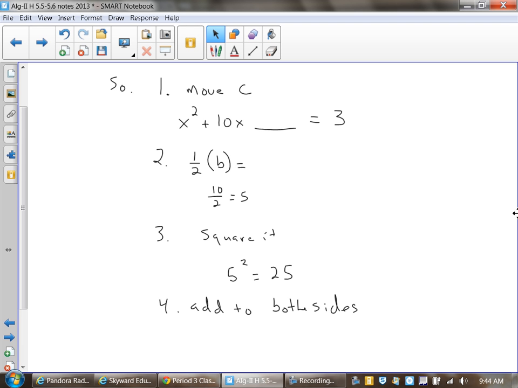So you take half of B, so 10 divided by 2, you get 5. Square it, you get 25. Now, what you do is you take that 25 and you add it to both sides. Because when you add something to both sides of an equation, do you change the equation? No. You're keeping it balanced.